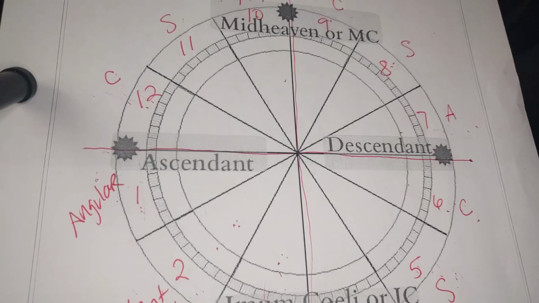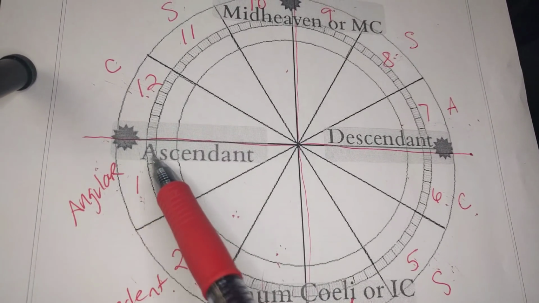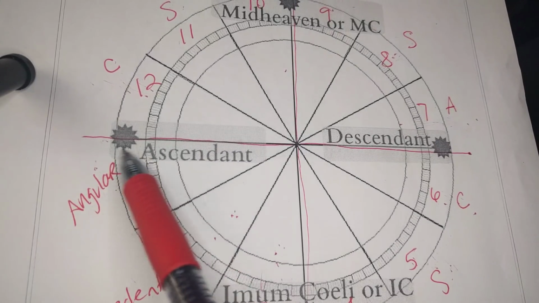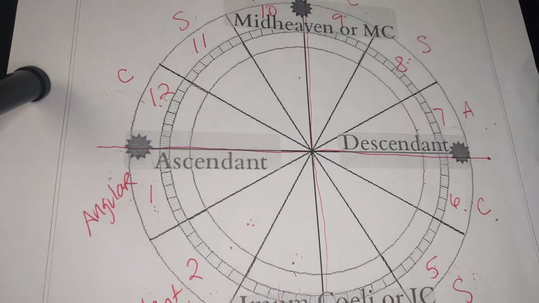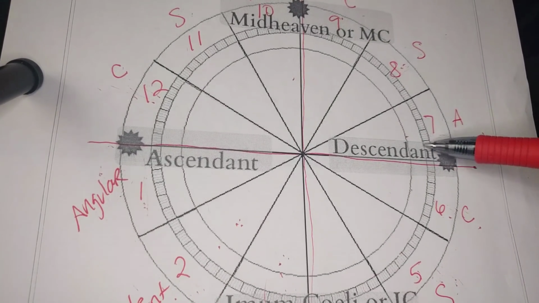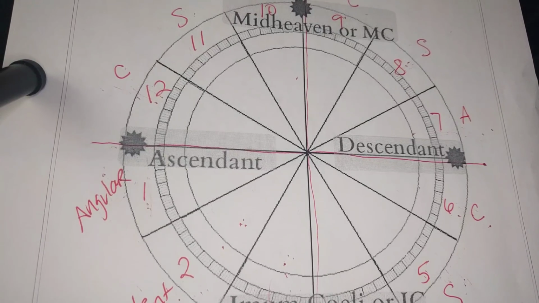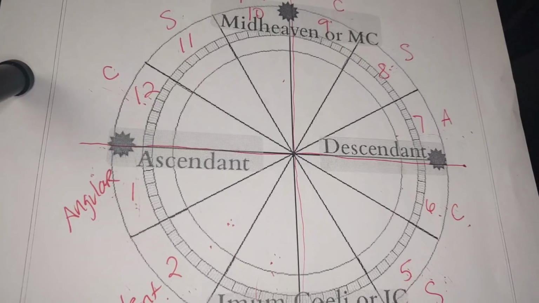So when we say you have an angular planet, it means you have a planet that's in a house or is even conjunct, say, your ascendant, your IC, your descendant, or your midheaven. An angular planet is one that's in these houses. And they have more force because of what they are here to initiate in your chart.